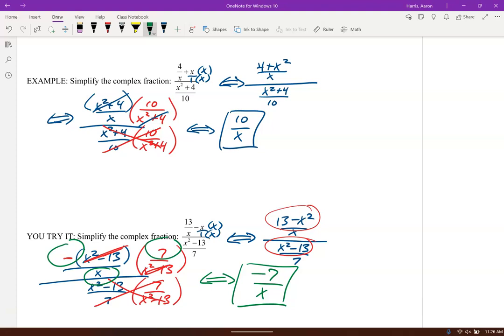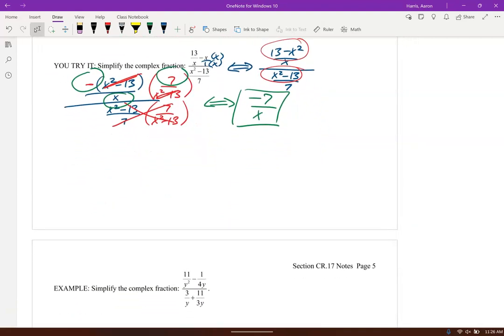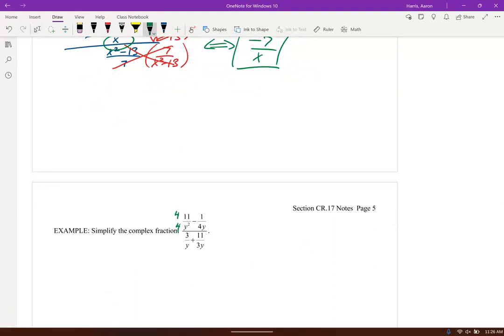All right, going here. This one. Notice I have a y squared, but I don't have a 4. So give this a 4. Give this another y. On the bottom, I already have a y on each one and a 3, so I got to give that a 3. So this will become 44 minus y all over 4y squared all over 9 plus 11 is 20 over 3y.